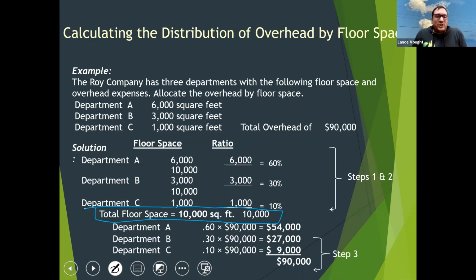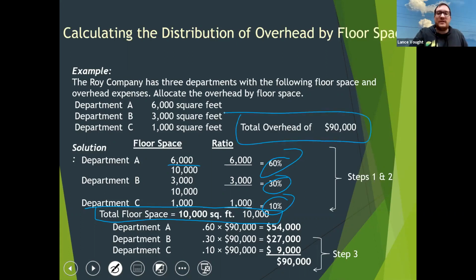To determine the ratio, we just take each department's specific square footage and then divide that by the total space. So Department A takes up 6,000 square feet over 10,000. So that means 60% of the overhead can be attributed to Department A. 30% can be attributed to Department B, and 10% can be attributed to Department C.